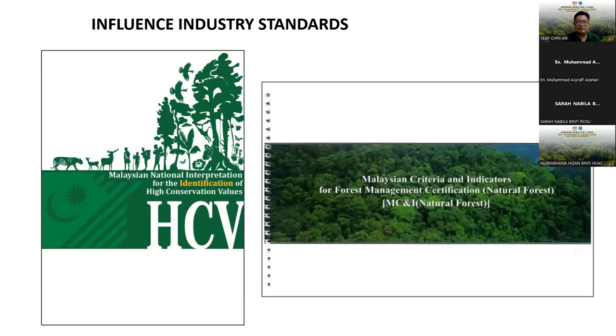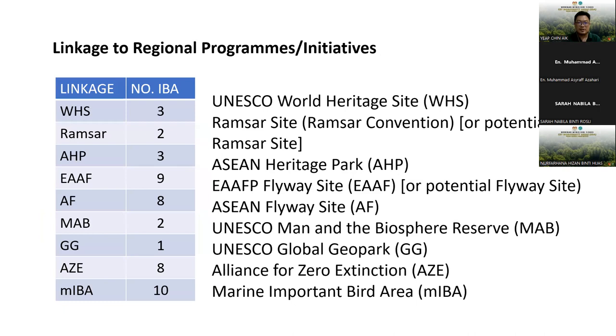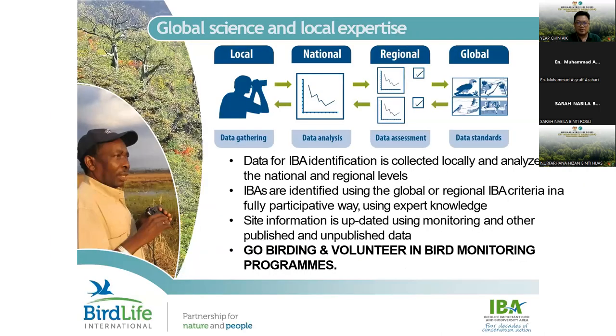And for the industry, for businesses, there's also use in what we call identification of high conservation value forests. And in timber certification, it is also being used in the Malaysian criteria and indicators, MTCC. And globally, a lot of IBAs or KBAs can also feed or have synergies with many regional and other global conservation initiatives. And locally, as I said, if you're a bird watcher, please go birding and feed the information into appropriate birding software, eBird, for example, because all this information can be used to help monitor birds.